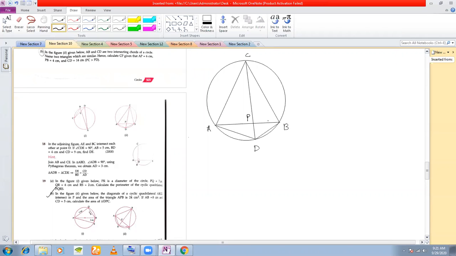The question here is, in the figure given below, AB and CD are intersecting chords. CD, remember, is not the diameter, although it looks like the diameter, it does not pass through the center. AB and CD are two intersecting chords of a circle. Name two triangles which are similar. Can you name two triangles that are similar?